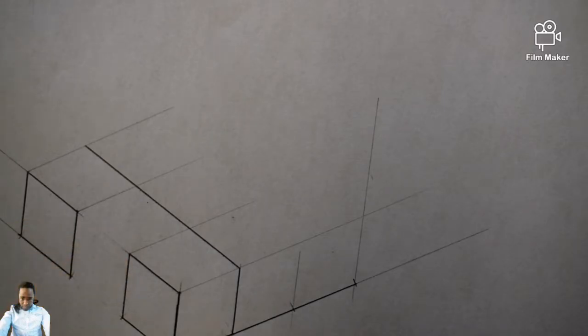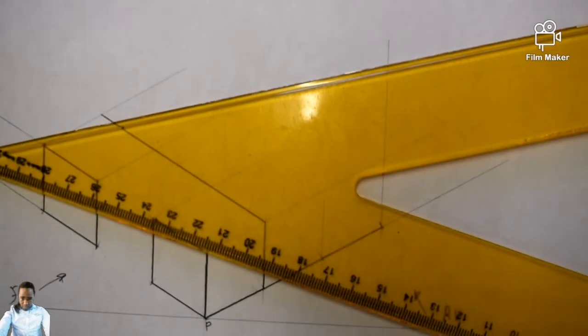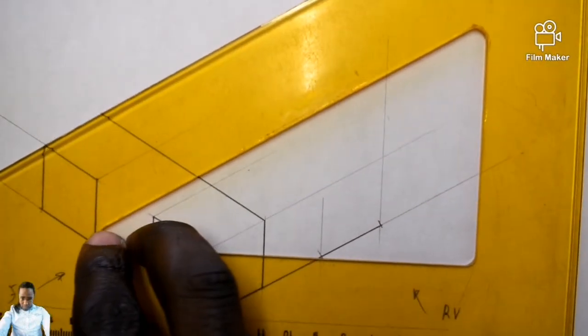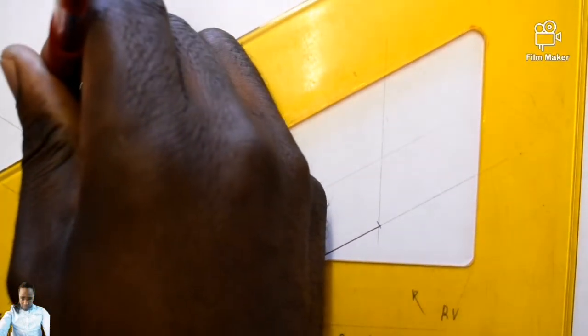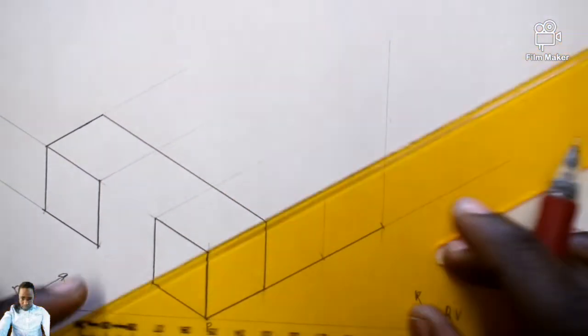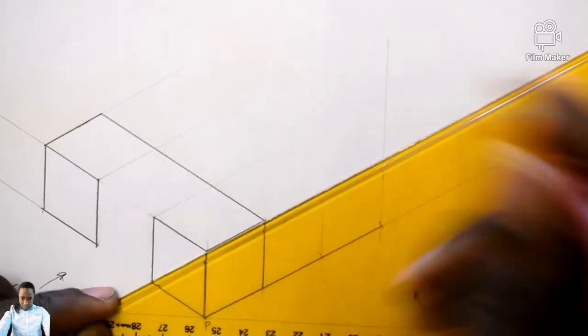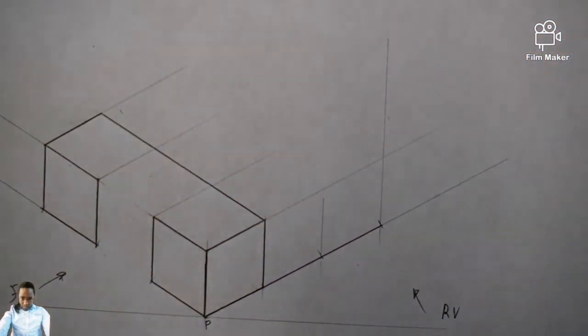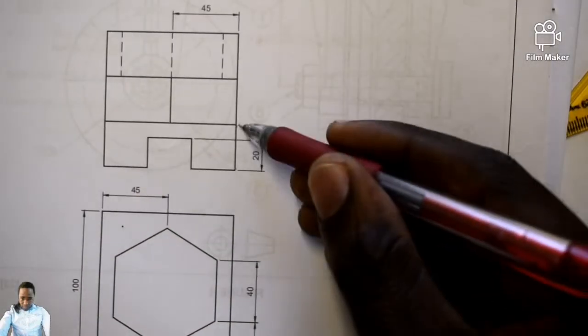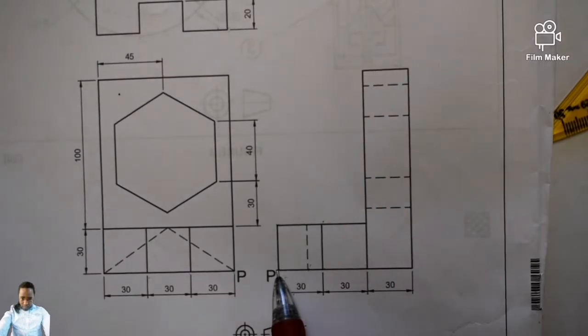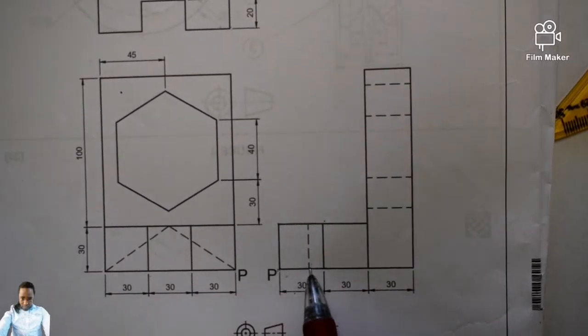And then from there, what I can do now, I can come back to have this one solid. There you go, and there you go. Anyway, so check your top view. The top view, we are given that dimension of 20 millimeter, which is from here point P till somewhere there.